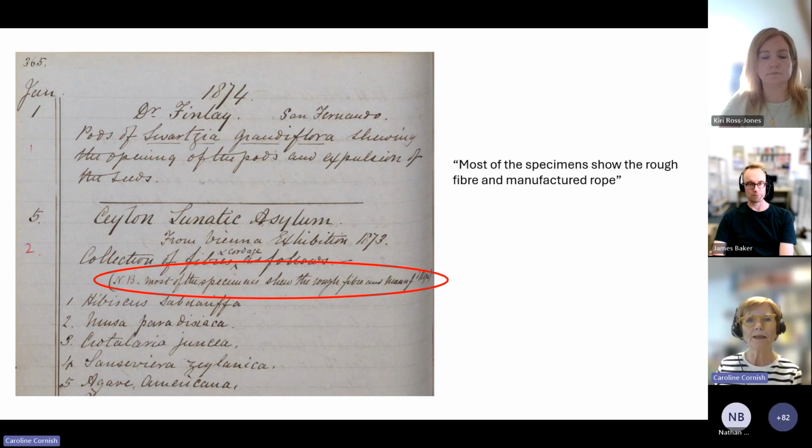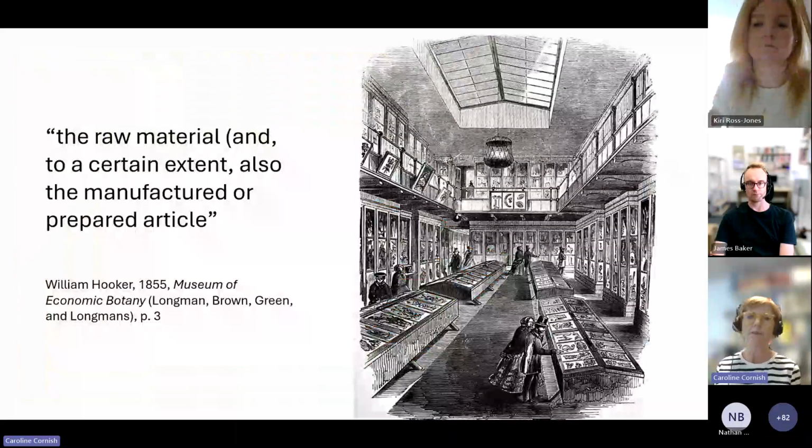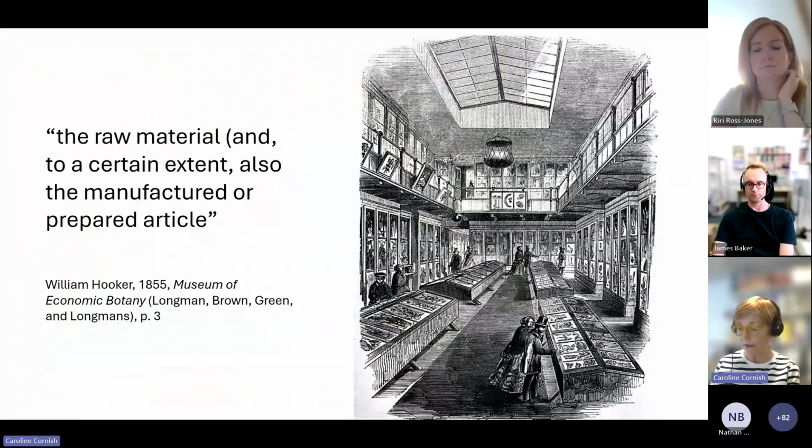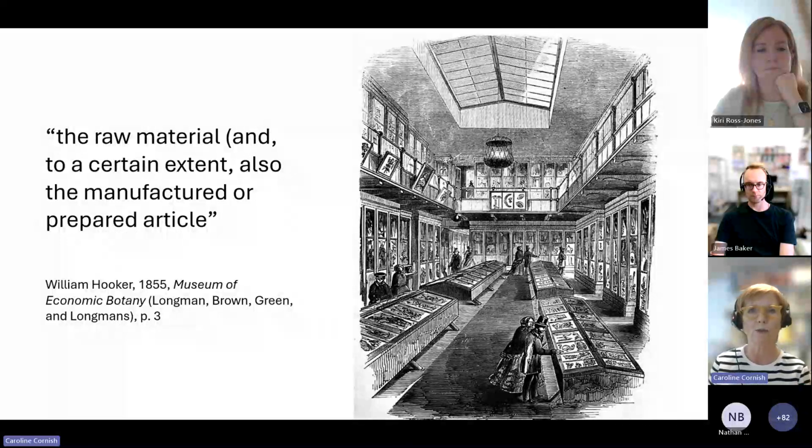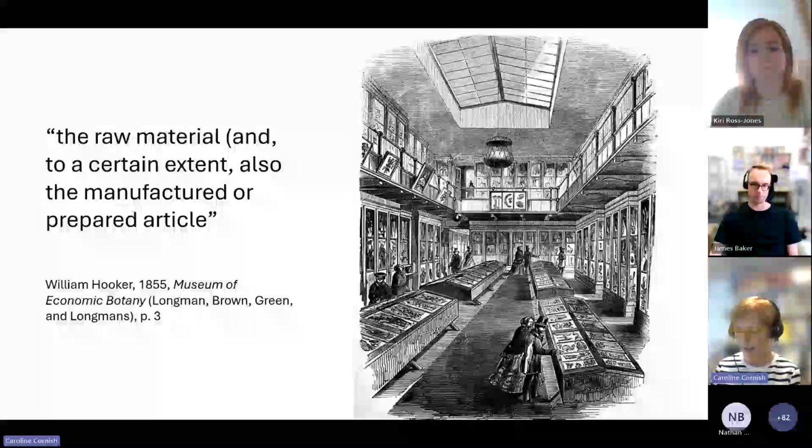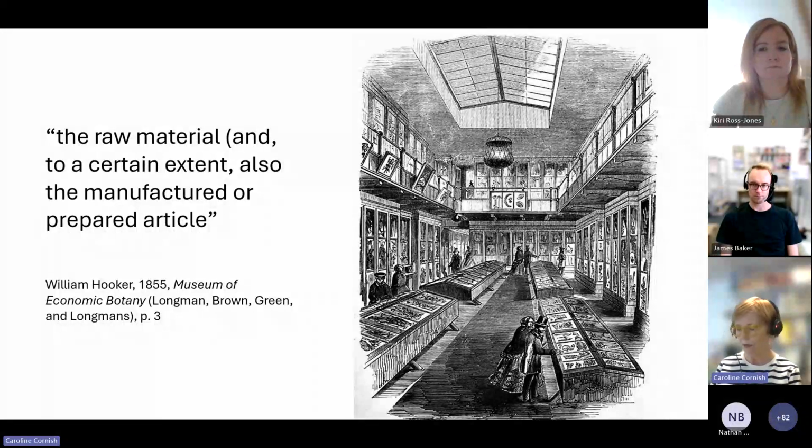Now, that's significant because the museum aimed to display, in the words of its founder, William Hooker, the quote, raw material and to a certain extent also the manufactured or prepared article, a display principle he elsewhere referred to as the illustrative series. And Hooker considered that the several stages of preparation should be collected, quote, not only as objects of curiosity, but because they exemplify the progress of art and science.